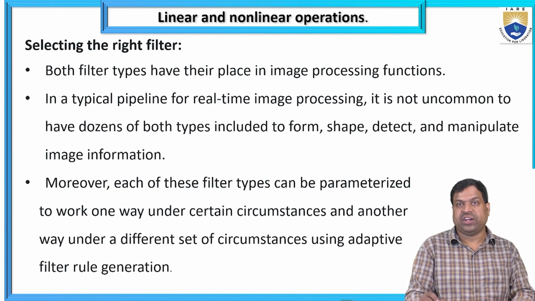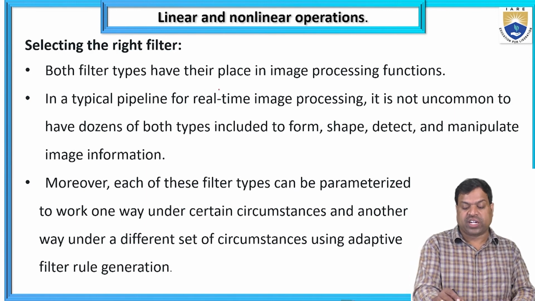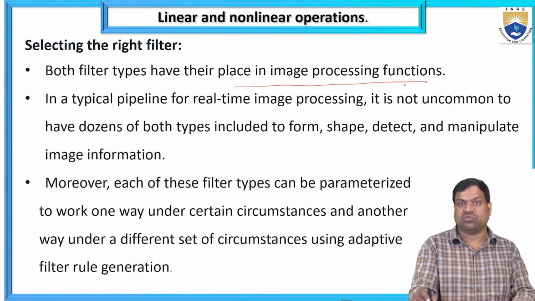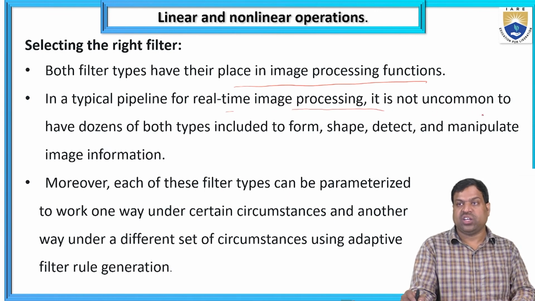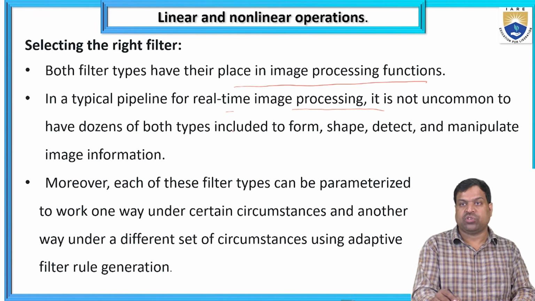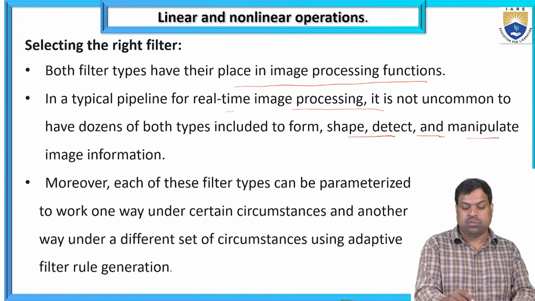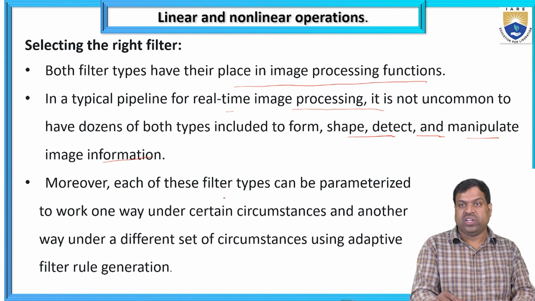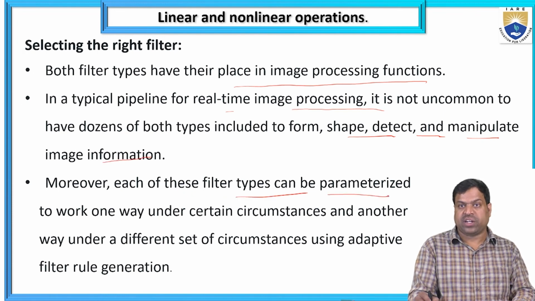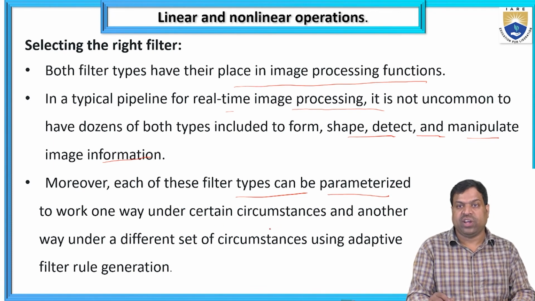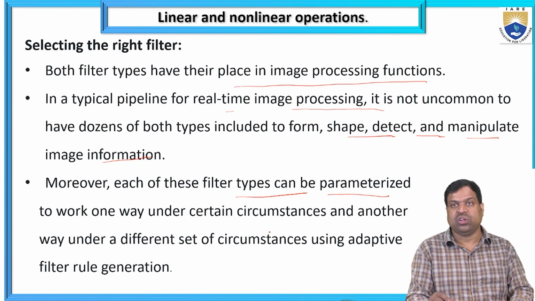Selecting the right filter: which filter is better? Both filter types have their place in image processing functions. In a typical real-time image processing pipeline, it is not uncommon to have dozens of both types included for forming, shaping, detecting, and manipulating image information. Moreover, each filter type can be parameterized to work one way under certain circumstances and another way under a different set of circumstances, using adaptive filter rule generation.